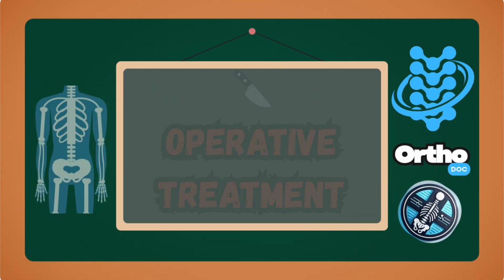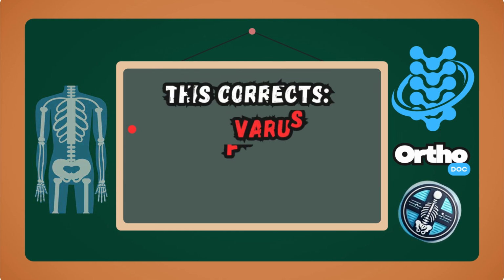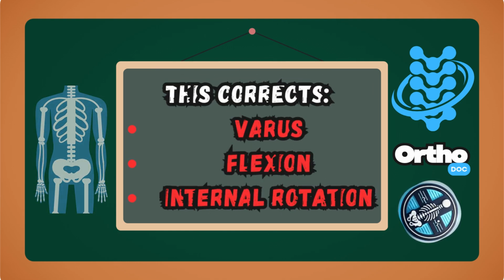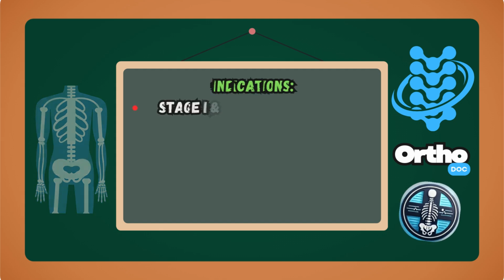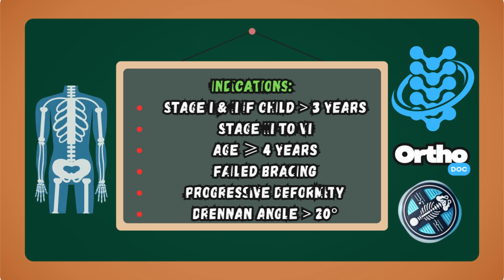Operative treatment. First is proximal tibial valgus osteotomy, which corrects varus, flexion, and internal rotation. Indications are stage 1 and 2 if more than 3 years. Stage 3 to 6, age equal or more than 4 years. Failed bracing. Progressive deformity. Or Drennan angle more than 20 degrees. Best results of operative treatment if done before age 4.